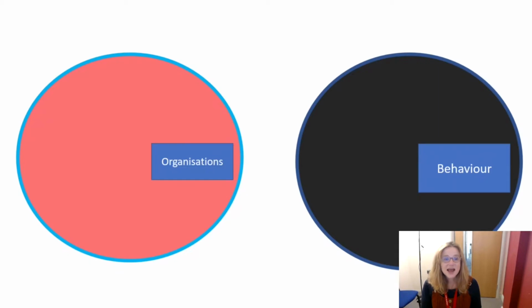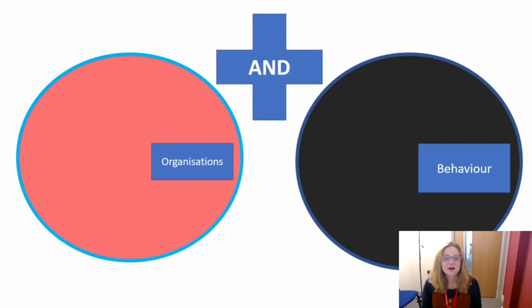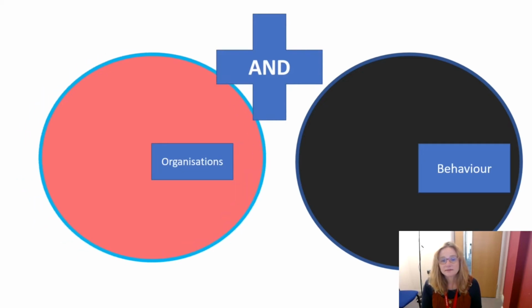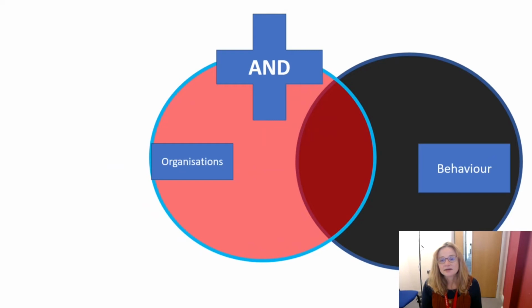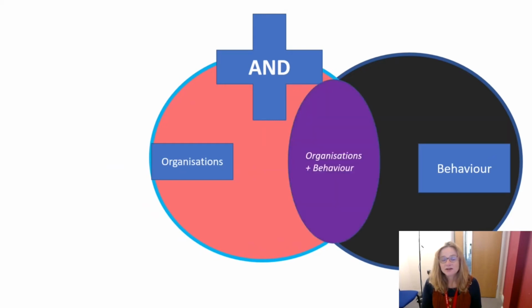So we use AND as a way of connecting one term with another, and it tells the database or Find It to look for articles with both of those terms in and get rid of everything else that doesn't have both of those terms in. So if I add organisation to behaviour, it would bring up articles with organisations and behaviour in them, and all the other articles that might have organisations or behaviour in them but not together will be filtered out.